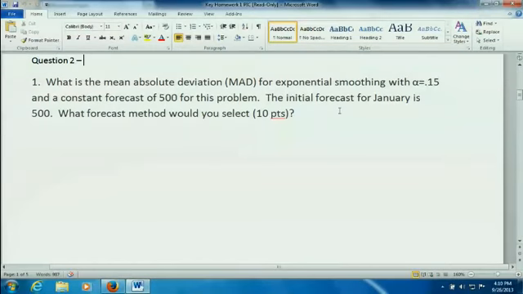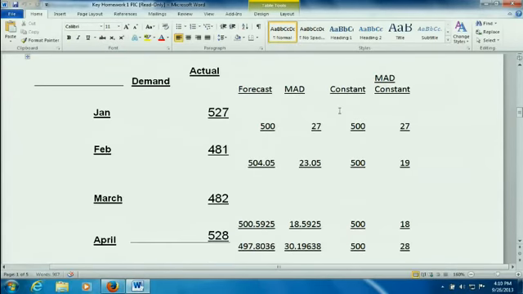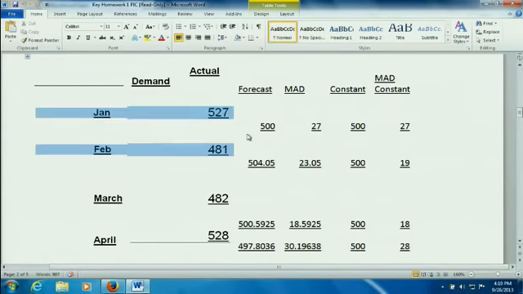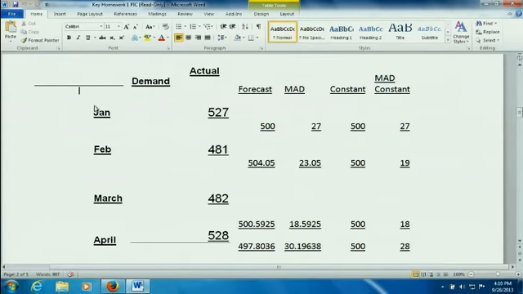The second question was, what is the mean absolute deviation of an exponential smoothing forecast and a constant forecast for a given problem? So let me switch to my laptop so we can all take a look at this. What I want you guys to do is to take this to Excel. So we have our demand and our actual and a forecast. Let me copy this into Excel.